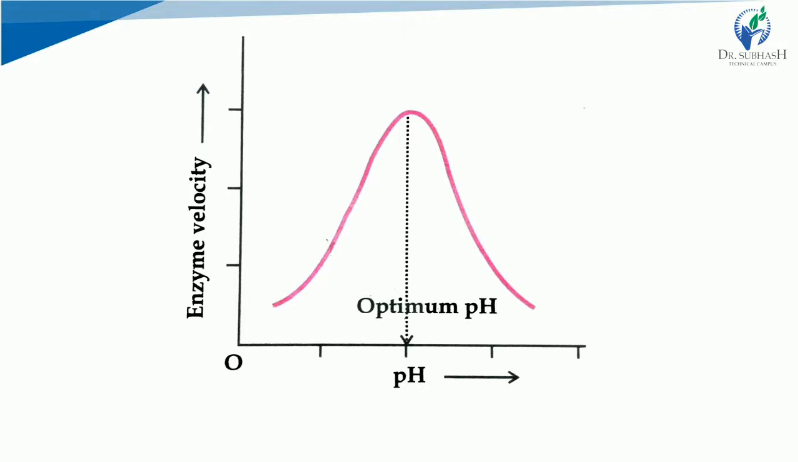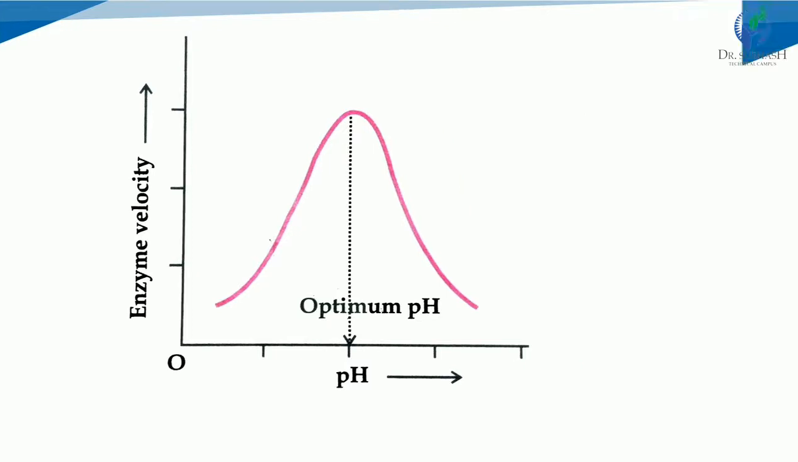So this is the graph. It is really similar to the temperature graph. As you can see, pH is written and enzyme velocity is written. Now you can see the bell shape here too. But as you increase the pH, except for exceptional cases, all enzymes will definitely get denatured.